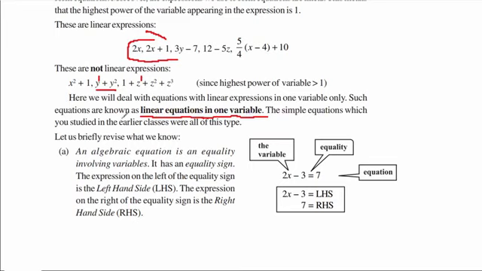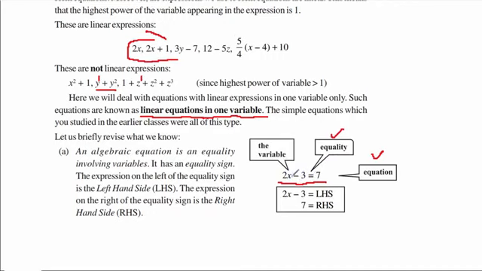The simple equations which you studied in the earlier classes were all of this type. Let us briefly revise what we know. So here is the given expression or equation. What is it? It is an equation because the equality sign is there. However, if you just write 2x minus 3, it would be an expression. That is the only difference between an equation and an expression.